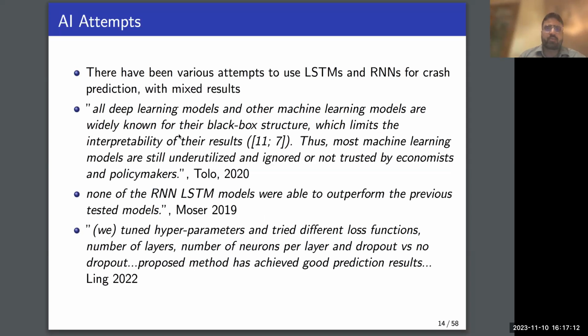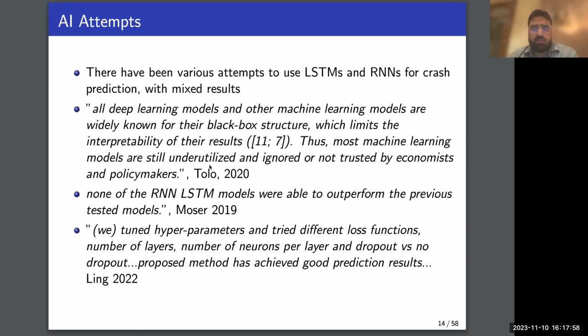There's been various attempts to use LSTMs and RNNs for crash prediction with mixed results. Tolo, for instance, noted that deep learning and ML models are known for their black box structure, which limits interpretability, which is why they're mostly underutilized or not trusted by economists and policymakers. Moser did a comprehensive analysis where he noted that these models were not able to outperform previously tested models, which in this case were different types of regression models, nonlinear regressions, SG boosts, I think we had SVDs and so on.